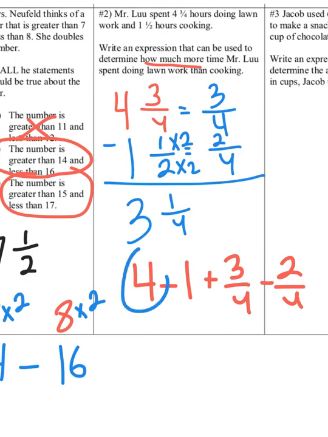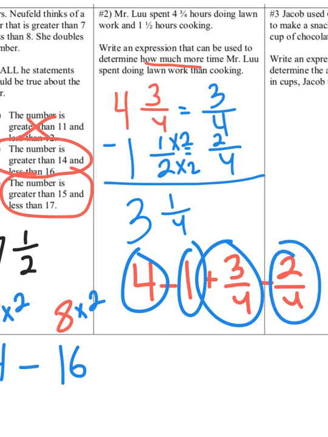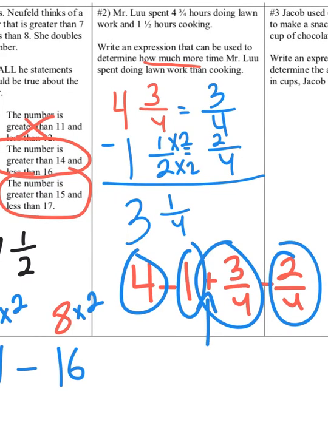This 4 plus that 3/4 stays together, and then the 1 and the 2/4 stay together. You're subtracting 1, and you're also subtracting the 2/4, but you're not subtracting the 3/4. That's why there's a plus symbol right there, an addition symbol.